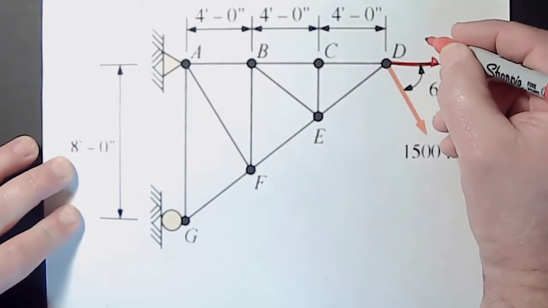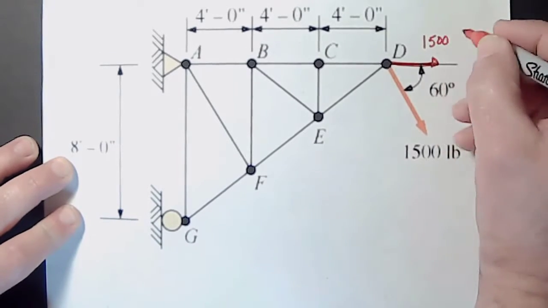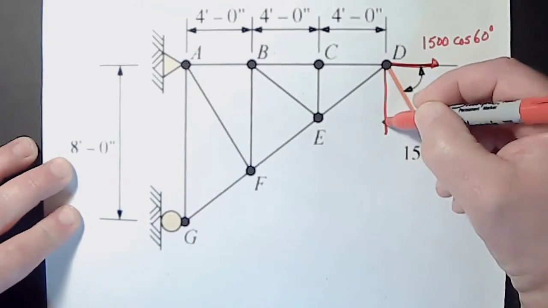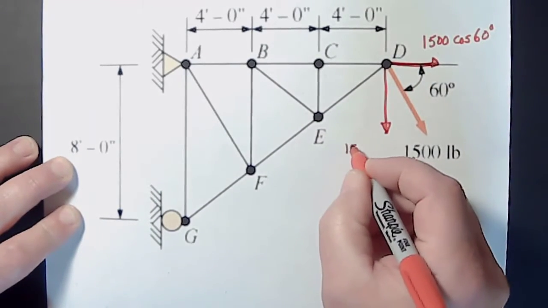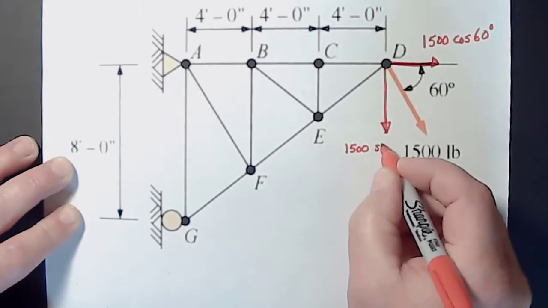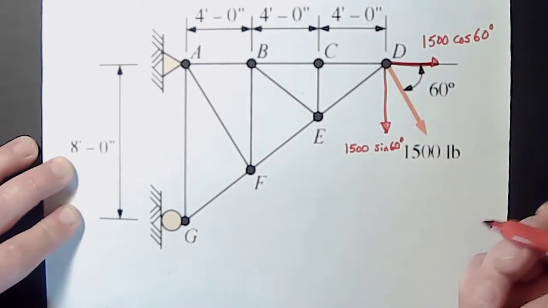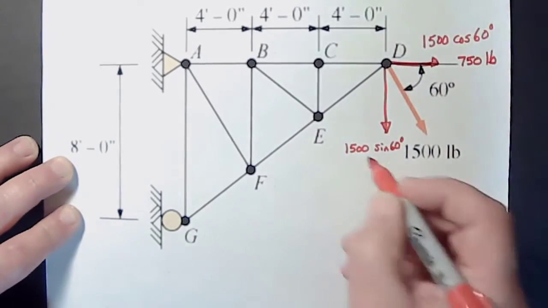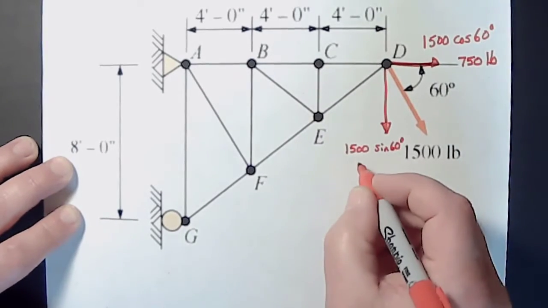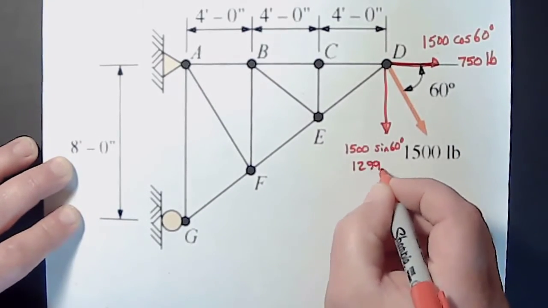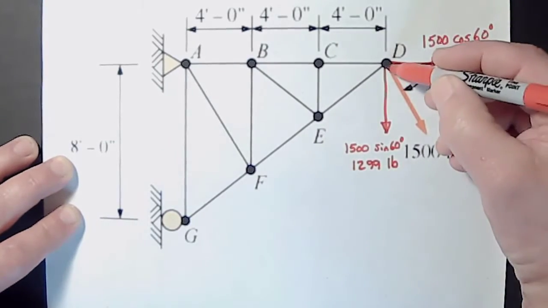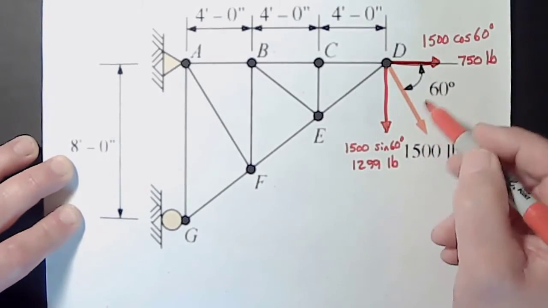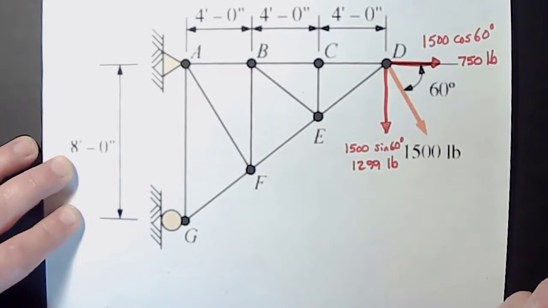So this force will be 1,500 times the cosine of 60 degrees. And this force will be 1,500 times the sine of 60 degrees. This number is 750 pounds. This number is 1,299 pounds. The forces that we enter into MD Solids will be these two forces, not this 1,500 pounds.